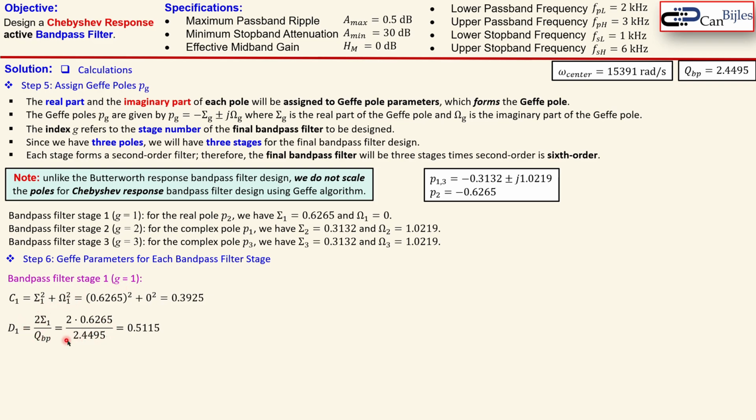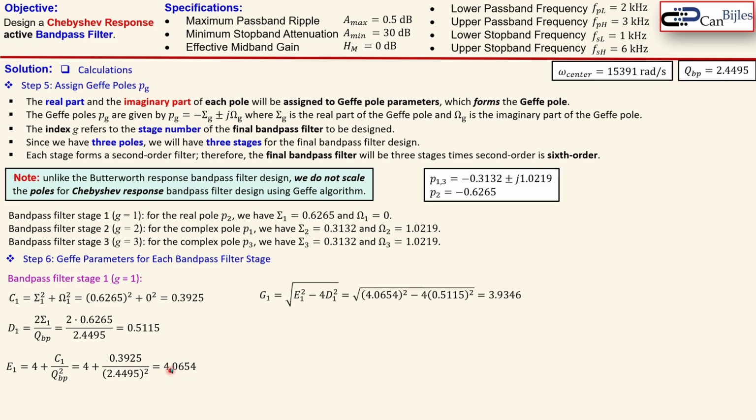We continue with D1. From this formula, again, we need the bandpass filter quality factor. You substitute the values and get 0.5115. For E1, in a similar form, we already have C1 and we know the quality factor of the bandpass filter. There's just some process we need to carry out, and we have the value for E1. We also have G1 from this formula, which gives us 3.9346. The quality factor for stage 1, Q1, is given by this expression. We have E1, G1, and T1 from the previous calculation, and it results in 3.9101.